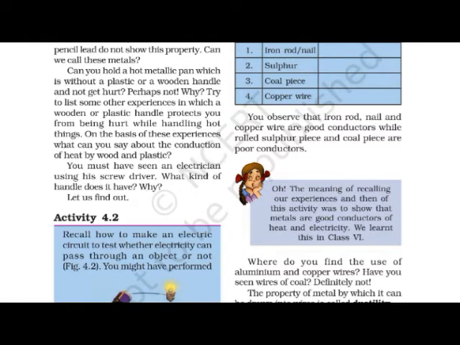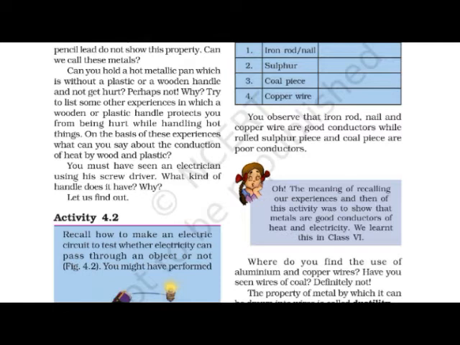See, here they have given the answer of this table. Out of the four, the iron nail, rod and copper wire are good conductors, while the sulfur piece and coal piece are poor conductors. The meaning of recalling our experiences and this activity was to show that metals are good conductors of heat and electricity, as we learned in class 6.